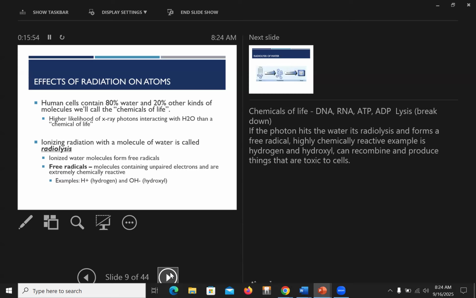So an ionizing radiation that interacts with a molecule of water is called radiolysis. You're going to want to memorize what radiolysis is. So that's what it is. If the ionizing radiation interacts with a molecule of water and causes a reaction, you have radiolysis. An ionized water molecule will form a free radical.